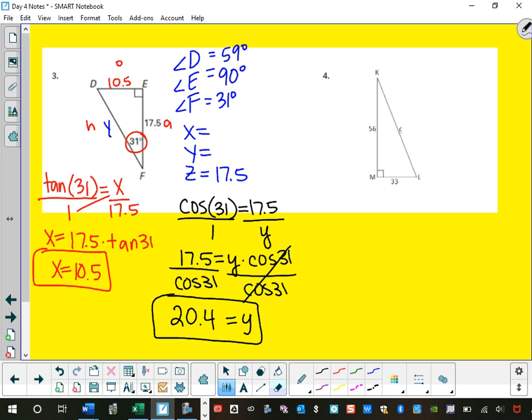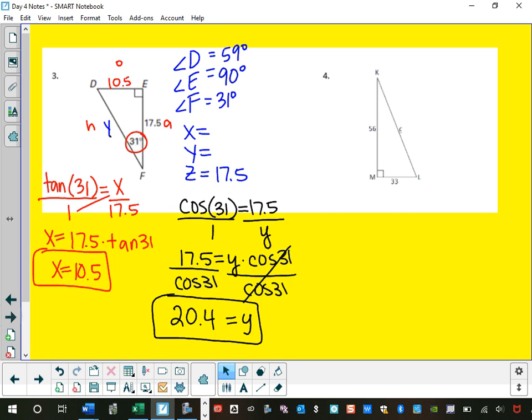I have three sides, 17.5, 10.5, plus here's 20.4, and I have three angles. Alright, so as I said earlier, on your test, I'm not going to make you solve the triangle completely. I will tell you what you need to solve for.